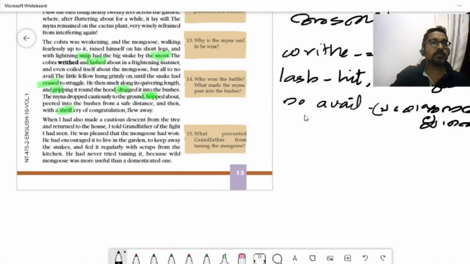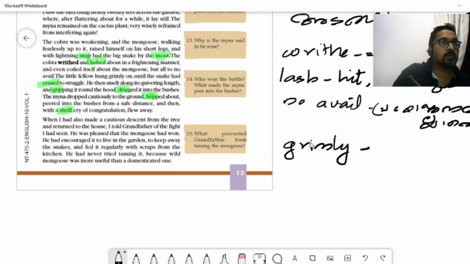Of no use, it started coiling on its body. The little fellow hung grimly on, grimly. The little fellow hung grimly on until the snake had ceased to struggle.